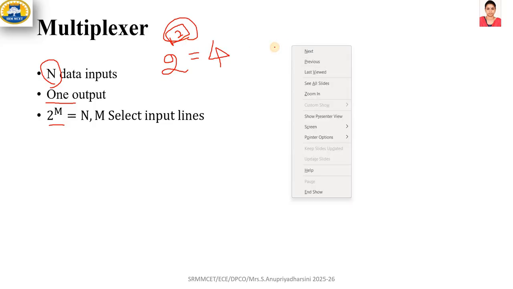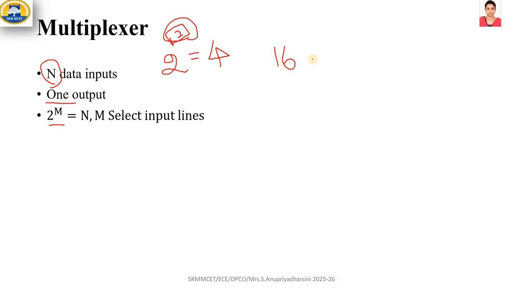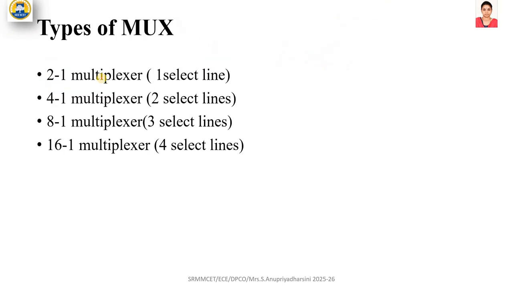For example, if I have 16 different inputs, how can I write 16 in powers of 2? 2 power 4. Yes. So how many select lines are here? 4. There are 4 select lines used. 16 inputs, 1 output and 4 select lines. So there are different types of mux: 2 to 1, 4 to 1, 8 to 1, and 16 to 1.